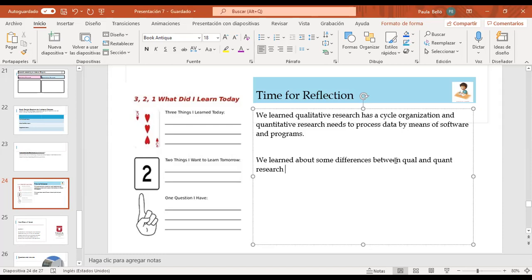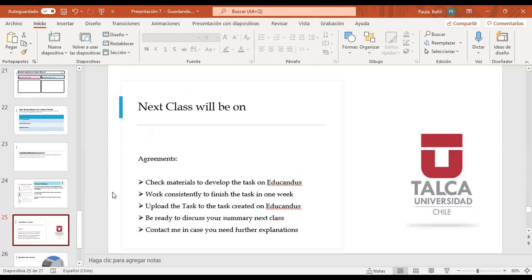We learned the characteristics of an abstract. Yes, we learned the characteristics, contents, and outline of an abstract. Yes, and your commitment for an abstract is to finish.